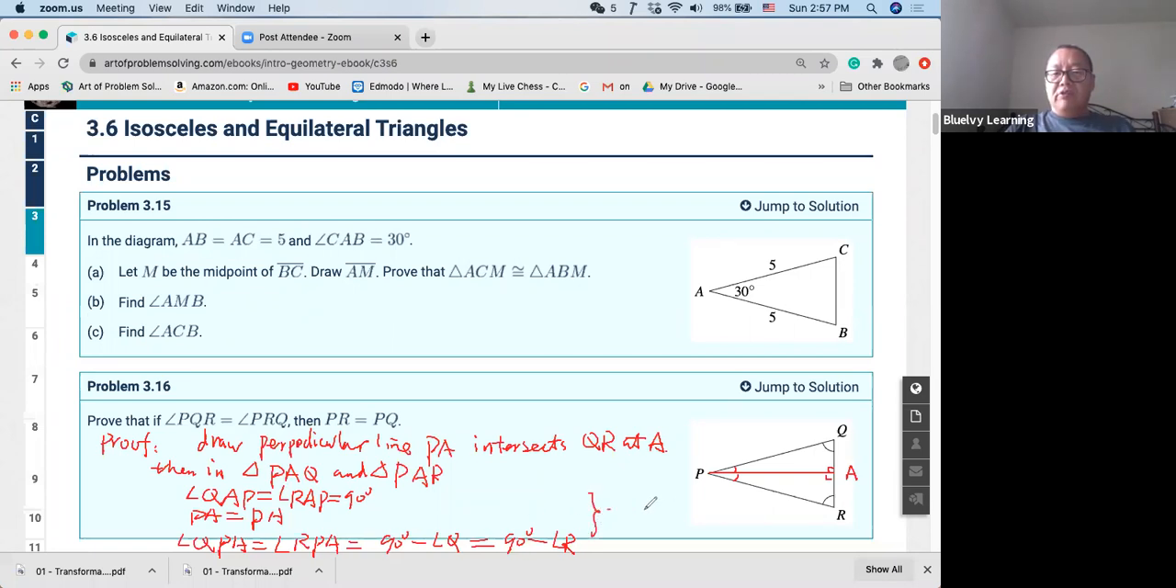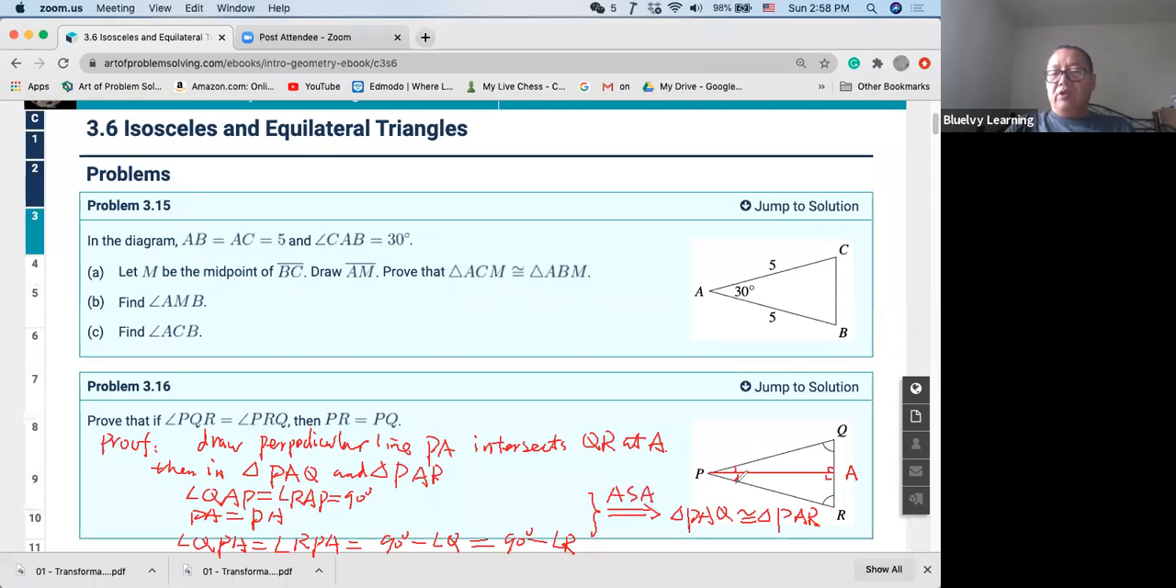From these three conditions, we can get that these two triangles are congruent: triangle PAQ is congruent with triangle PAR. The theorem we are using is AAS.